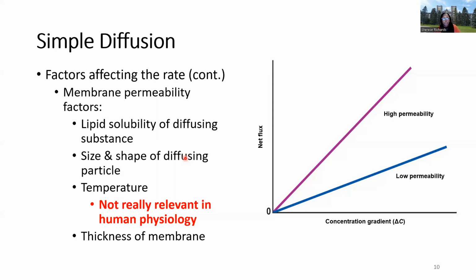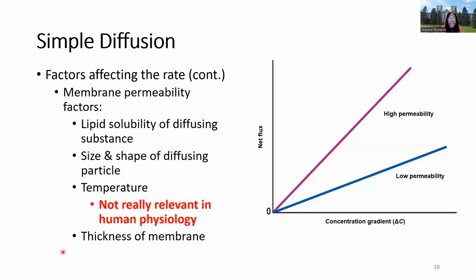The third one is the temperature. So this is not always relevant in human physiology just because our bodies aim through homeostasis to maintain a relatively stable internal temperature. So there's not a whole lot of variety in our physiology, but if you look at external circumstances, if you increase the temperature, you're going to increase the rate of particle movement in general, and so you're definitely going to influence the rate of movement across a membrane.